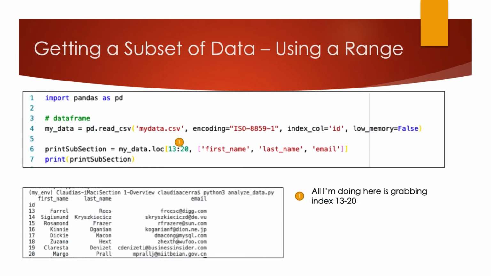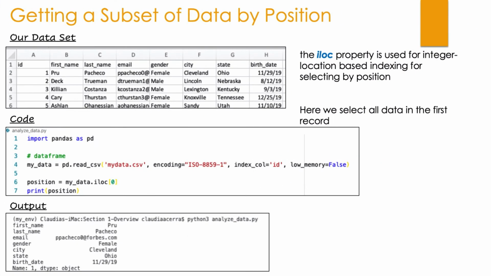Okay, we're staying with getting a subset of the data. The only difference between the last slide and this one is that in this slide we are going for a range. Instead of one row, 13, we're going 13:20. So it still brings back first name, last name, email, but now we have a range of rows. We use the loc property.